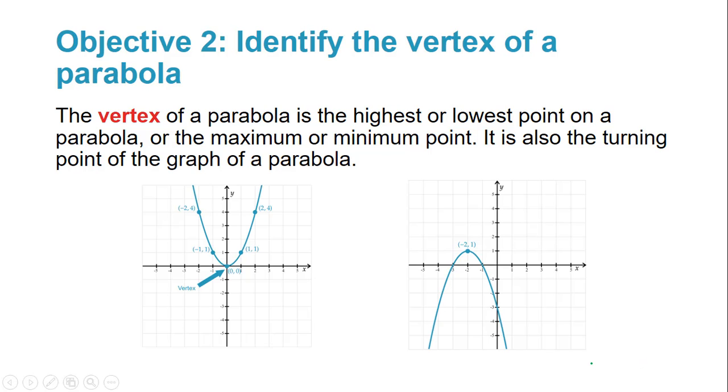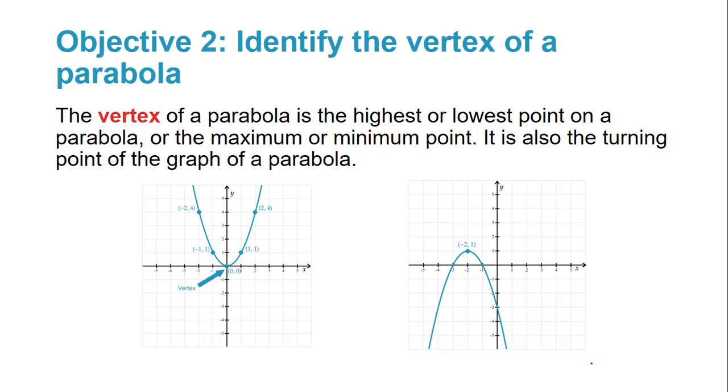In this video, we're going to talk about identifying the vertex of a parabola. The vertex is one of those key points on the parabola. It is the highest or lowest point, or the maximum or minimum point, depending on the way that it is opening. It is also the turning point in the graph of a parabola, which we've seen tells us where the graph changes from increasing to decreasing or vice versa.